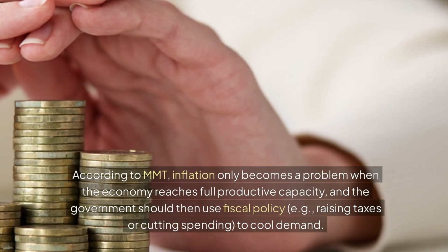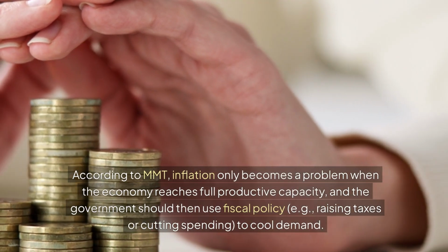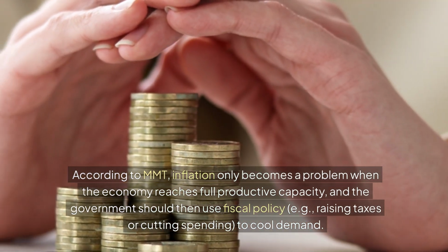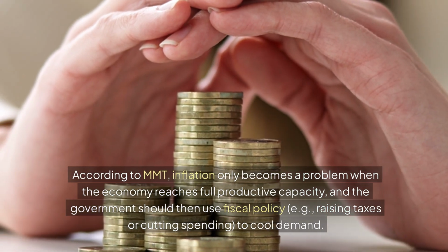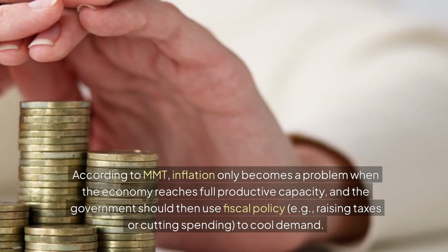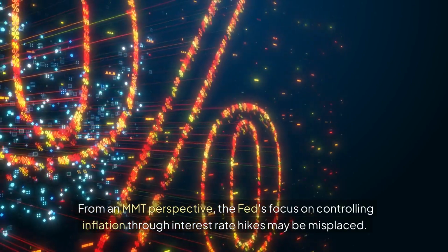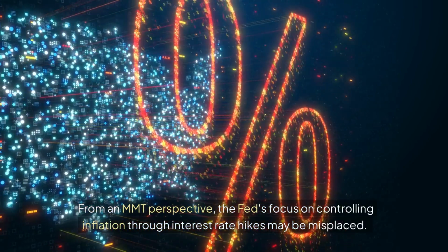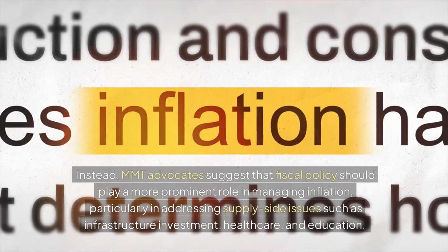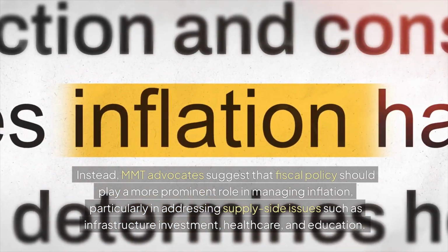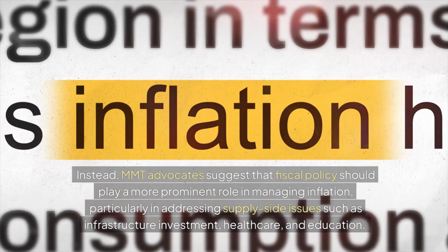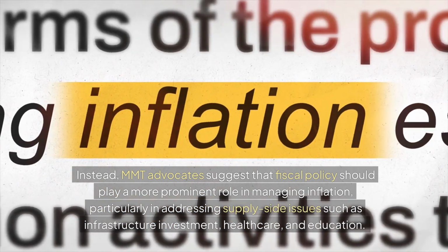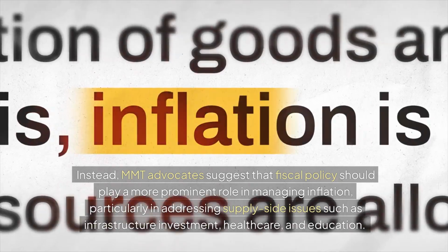According to MMT, inflation only becomes a problem when the economy reaches full productive capacity, and the government should then use fiscal policy, e.g., raising taxes or cutting spending, to cool demand. From an MMT perspective, the Fed's focus on controlling inflation through interest rate hikes may be misplaced. Instead, MMT advocates suggest that fiscal policy should play a more prominent role in managing inflation, particularly in addressing supply-side issues such as infrastructure investment, healthcare, and education.